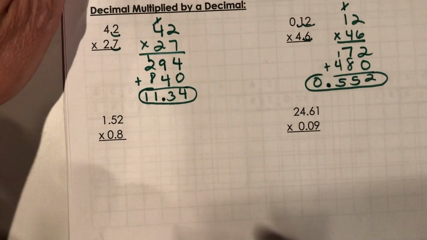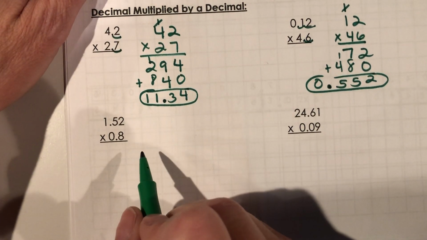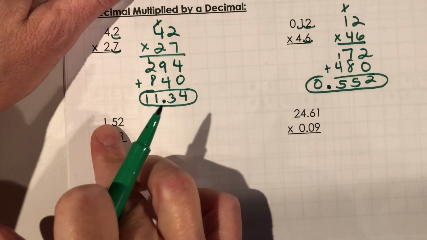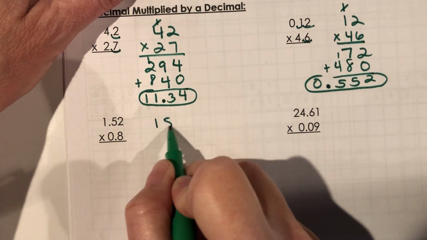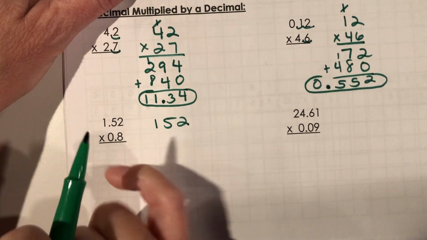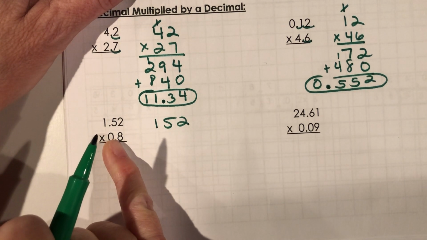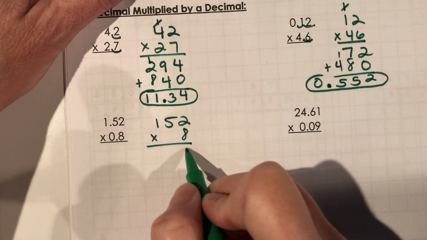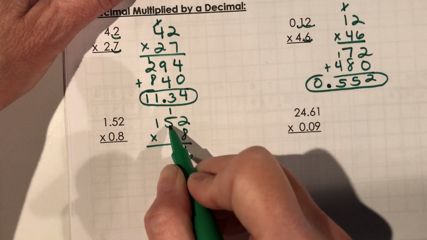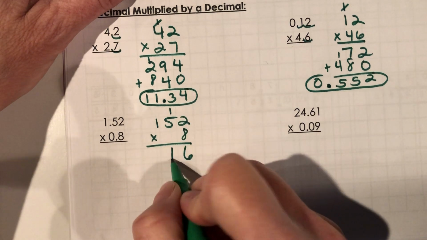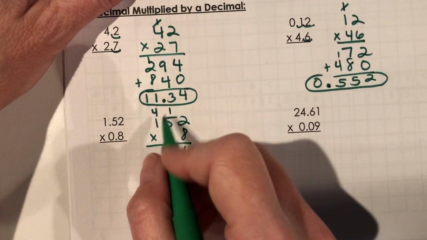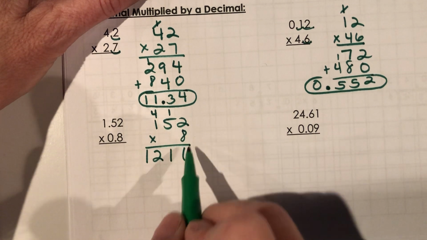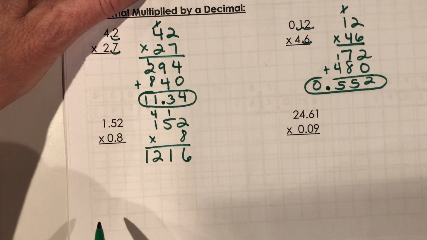Okay, maybe you want to press pause and try this on your own and then come back and check with me. I'm going to start off. I'm going to ignore that decimal point between the 1 and the 5. So I have 152. And if I get rid of this decimal point, I would now have 0, 8, which is 8. So I'm going to do 152 times 8. 8 times 2 is 16. 8 times 5 is 40, plus 1 is 41. And 8 times 1 is 8, plus 4 is 12. So right now, 152 times 8 is 1,216.